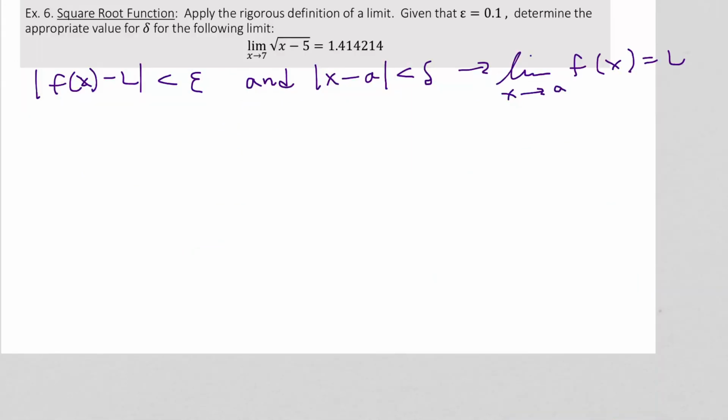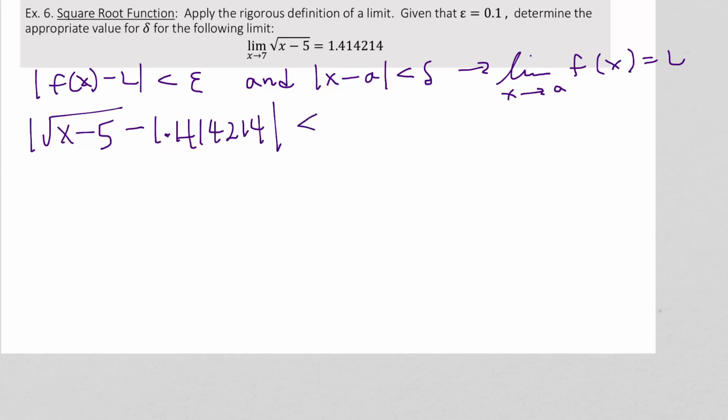So we have one more example to do involving a square root function. I wrote down the rigorous definition of a limit, and we're going to substitute f of x, L, and epsilon into this leftmost piece. So f of x is the square root of x minus 5, and L is 1.414214, and epsilon is 0.1.